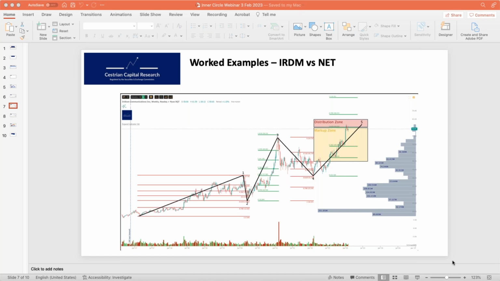And so what you have on the screen here is Iridium, IRDM. This is a fabulous company. The fundamentals of this company are superb. In one of our other services, we started covering it in 2018, I think, if I recall correctly.